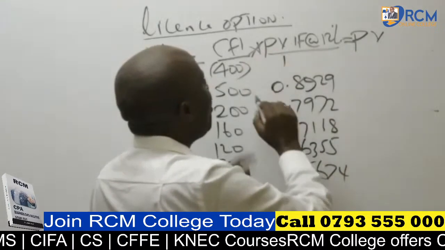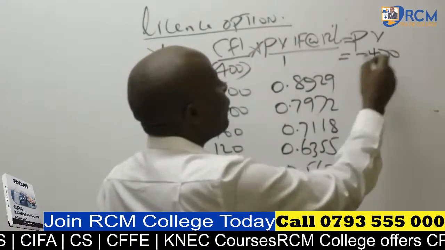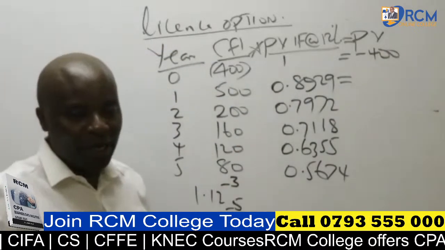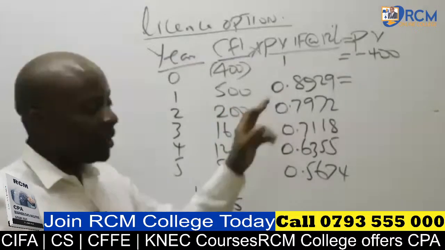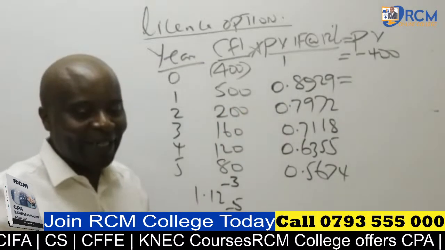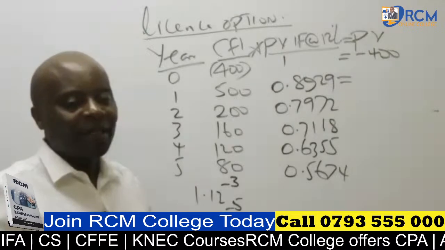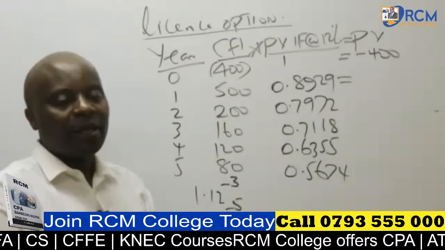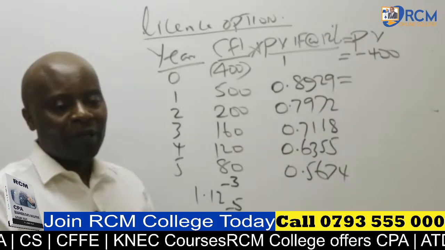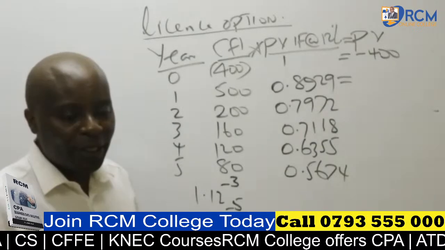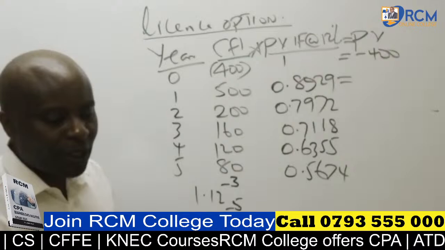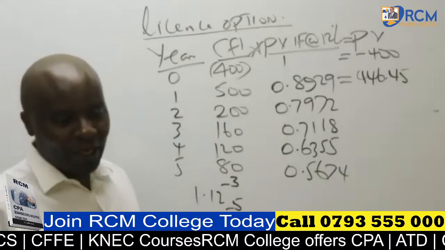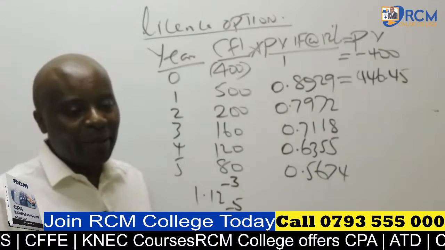The first one, I'm quite aware, is minus 400. The second one will be 500 times this. Please give me a figure. 500 times this gives me what figure? 500 times 0.8929 gives us 446.45. Now from there we go to year number 2.